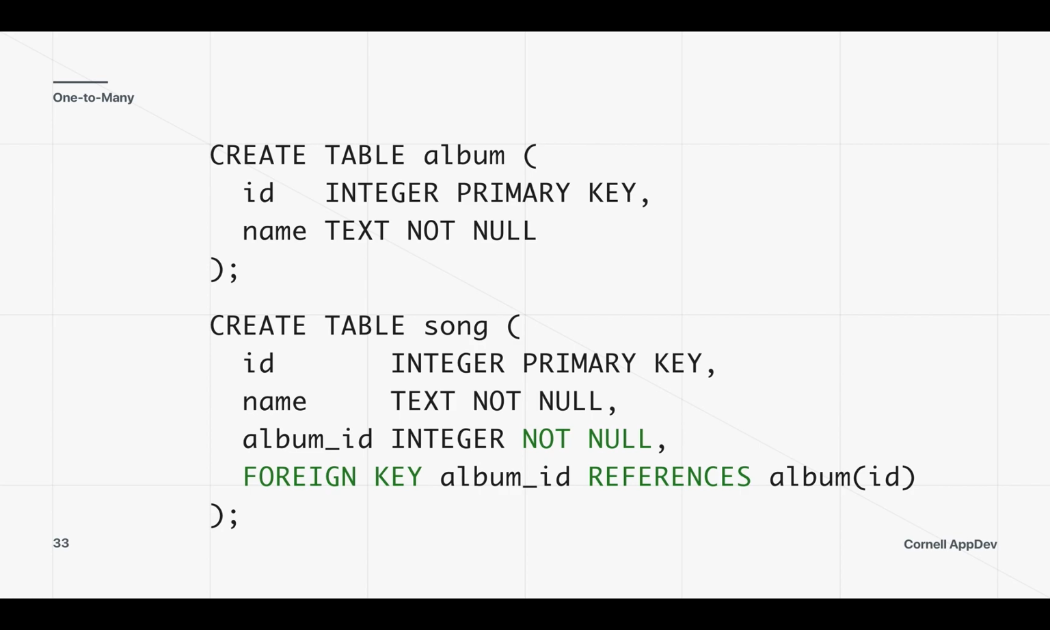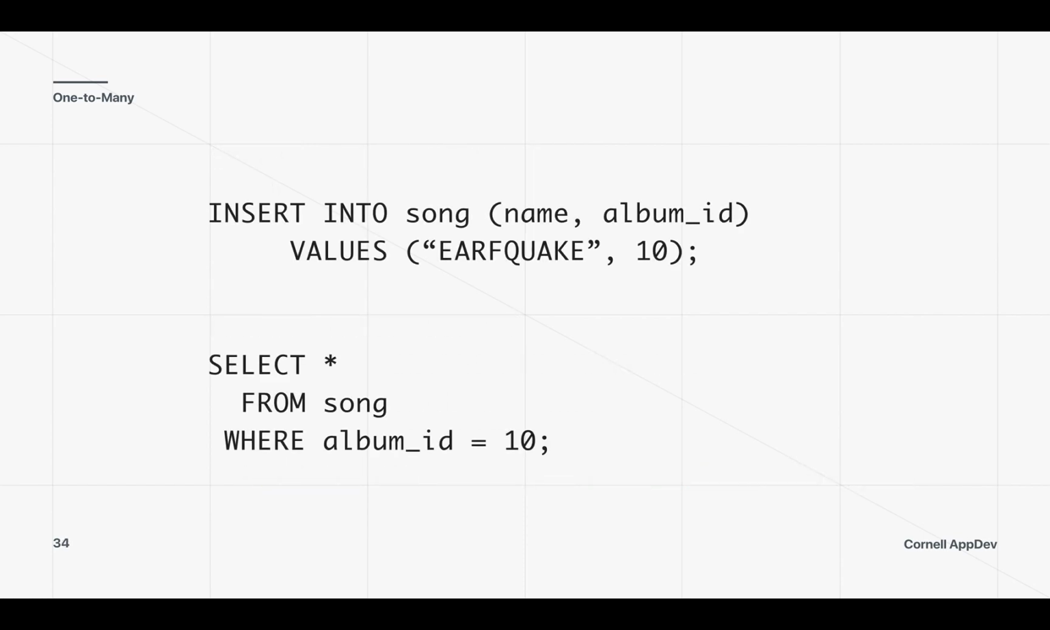And then just as before with the one-to-one relationship, when we're establishing this foreign key, we have to explicitly say it after the column definition: FOREIGN KEY album ID REFERENCES the table album and the ID column within that table. Here's an example of how we would insert into the song table and then query from it. Inserting is just normal as before, but we can use a query to get all of the songs belonging to a particular album. I would just say SELECT * FROM song WHERE the album ID column is equal to a particular ID.